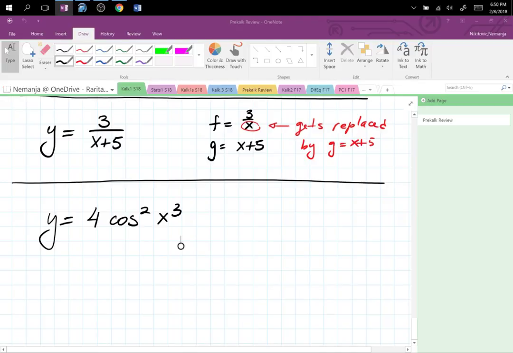Now, did anyone crack the code over here? What do we have? How many functions are all pushed together? Three? Sounds good. Can we push it to 4? I don't know. Let's see. Now, I can rewrite this as y equals 4 times cosine x cubed, everything squared.